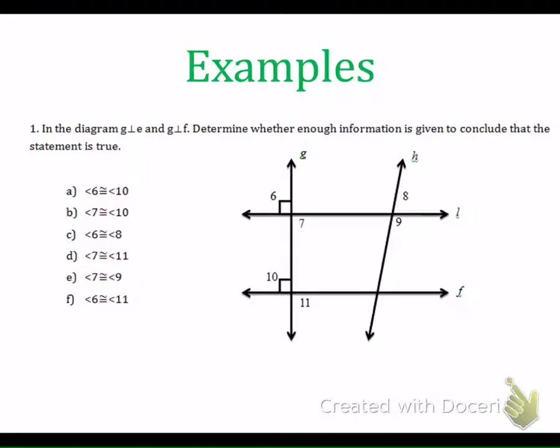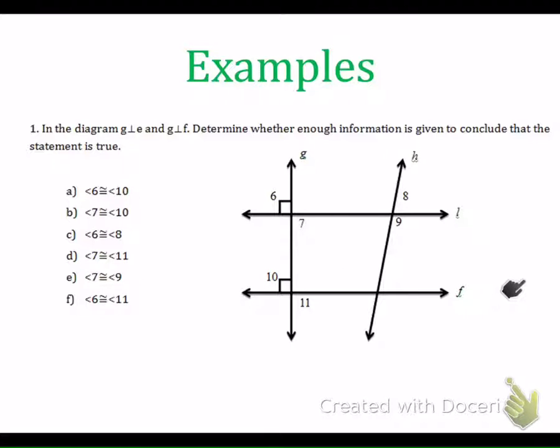This says in the diagram, line G is perpendicular to line E. So where's E? I think that's a typo. Should that say L? Mine says L. Does yours say E? No, it says L. Okay, so see G, I think this should say L. Make that an L. So line G is perpendicular, we're just going to say line L. It's also perpendicular to line F.